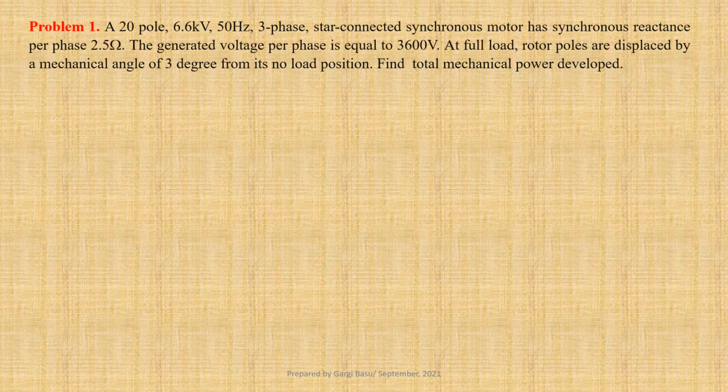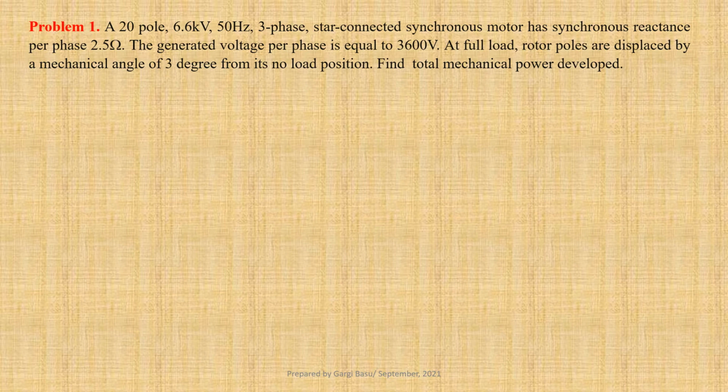A 20-pole 6.6 kilovolts 50 Hz three-phase star-connected synchronous motor has synchronous reactance per phase 2.5 ohm. The generated voltage per phase is equal to 3600 volts. At full load, rotor poles are displaced by a mechanical angle of 3 degrees from its no-load position. We have to calculate the total mechanical power developed.